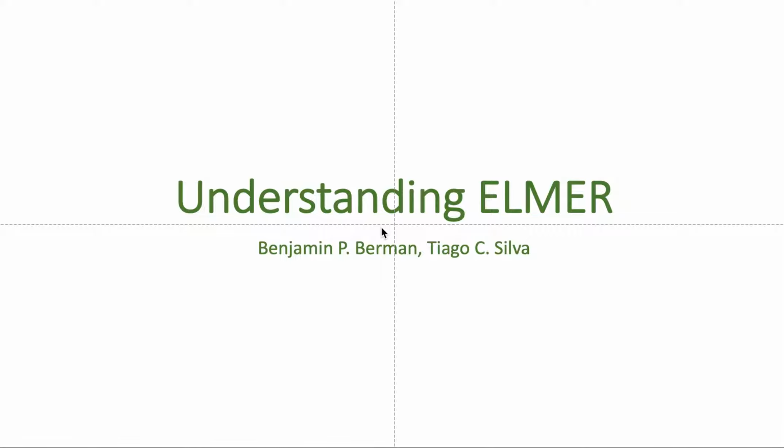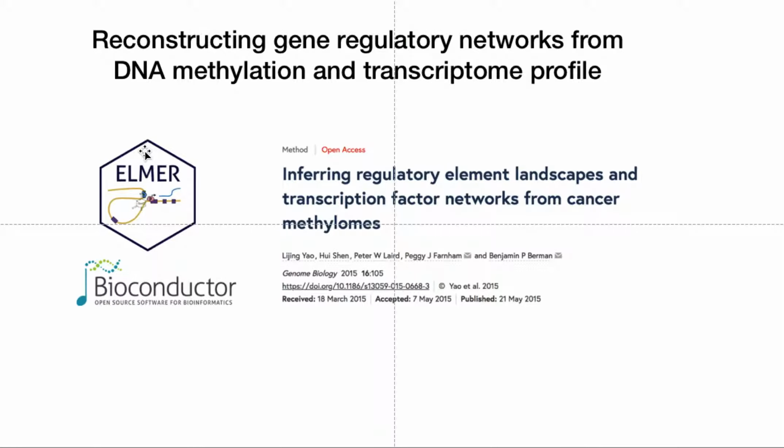Hello, we're going to explain the ELMER algorithm in this video. ELMER is an R Bioconductor tool that's freely available and was first described by Lin D, Yao L, and Berman in 2015 in this article published in the Genome Biology journal. What ELMER does is infer gene regulatory networks from cancer samples using both gene expression and DNA methylation.